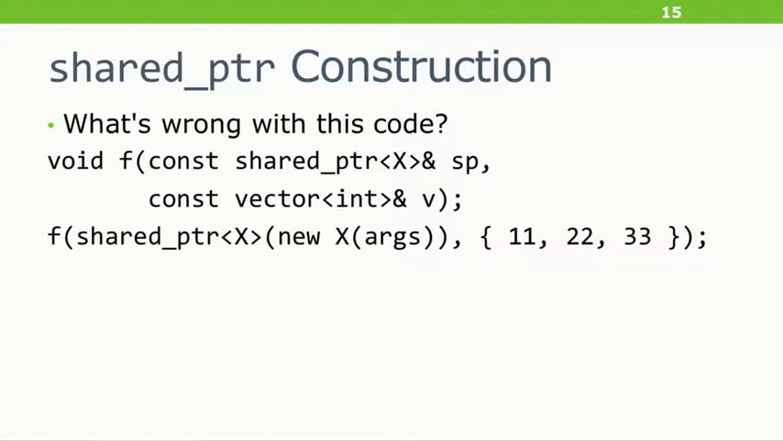Okay, so here I've got a relatively artificial example. Some function f taking a const shared pointer X reference and then some other vector, const vector ref. And I would like to use initializer lists from C++11 and construct a temporary vector of 11, 22, 33. Here, the compiler will construct the temporary for me, and I don't need to keep it around, so that's totally cool. And I would also like to new up an X, and I don't have one right now, so I'm going to construct a temporary shared pointer. So what's wrong with this code?